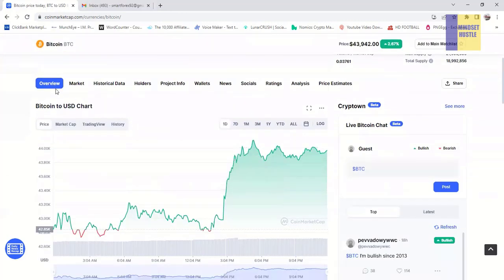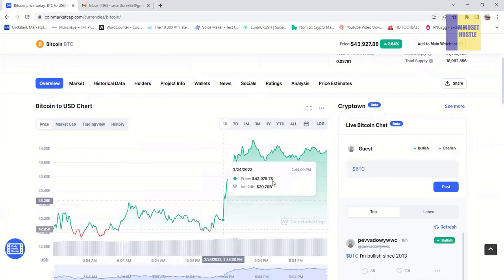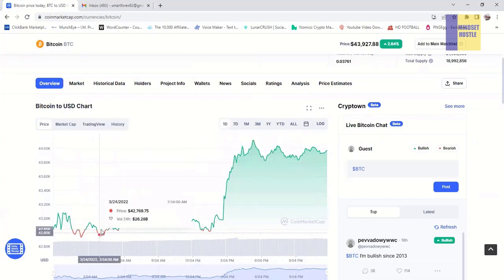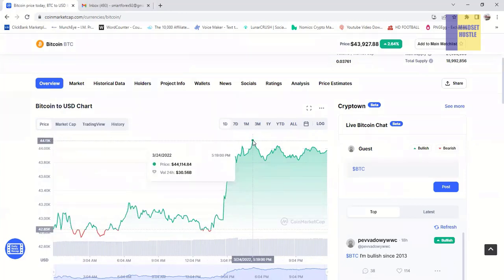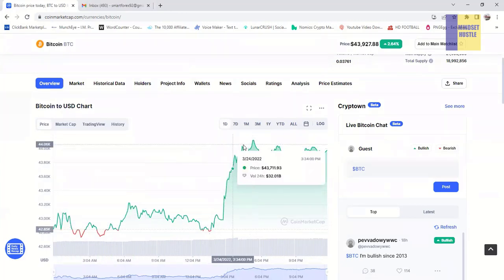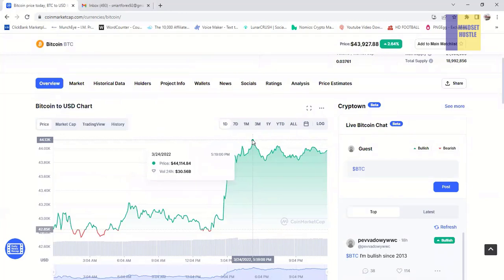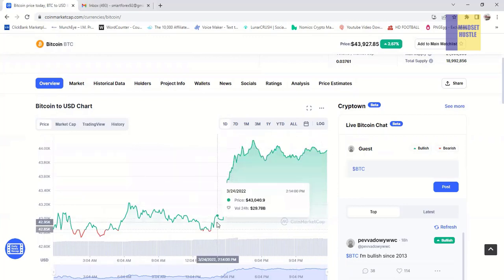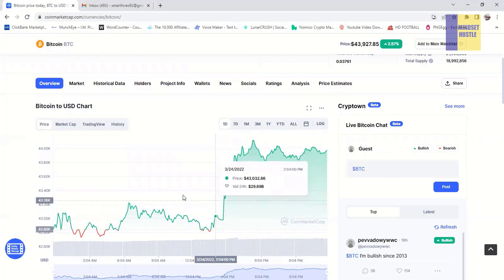Now, when you scroll here, we have what we call the overview, where you can see the overview of the token in terms of the chart. That is the price movement. So far in a day, this is how Bitcoin has moved. Bitcoin moved from around 42K and even surpassed 44K. It went as high as 44.114K before coming down to around 43K currently. So you can see that today Bitcoin was bullish.